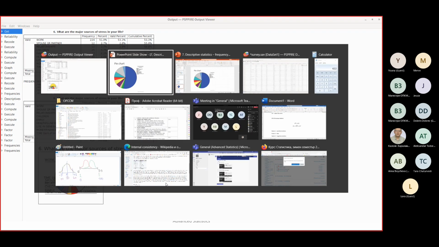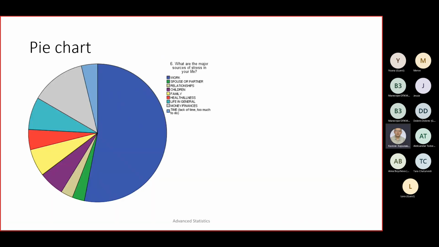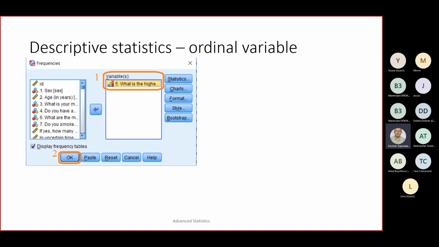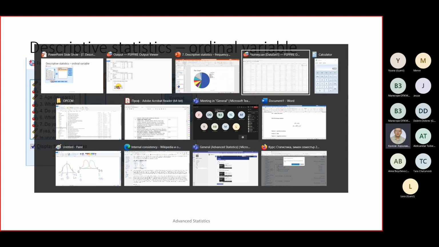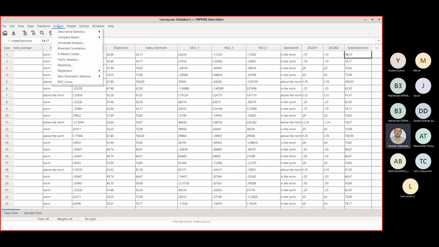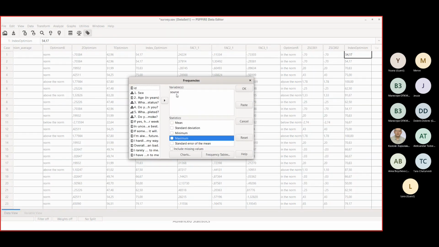Okay. These were the descriptive statistics for the nominal variable. Now, ordinal variable, higher educational level of these persons. So, again, analyze, again, descriptive statistics, again, frequencies. Source, I will move source from right to the left, and we'll choose highest level of education.